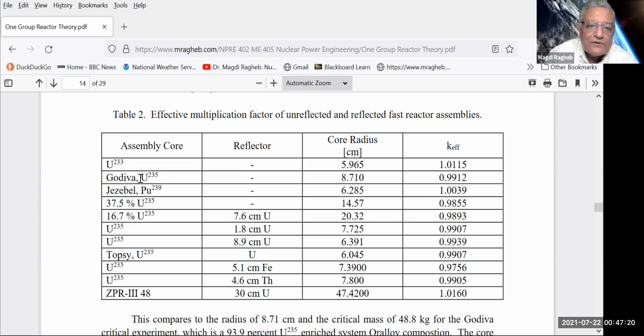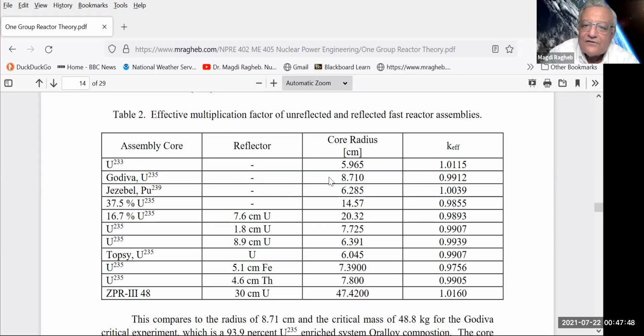Godiva, if you go to your English classes, was the wife of one of the warlords in the UK, and he imposed very high taxes on his subjects. So Lady Godiva protested that by riding bare on a horse with her very long hair. So they named the first critical experiment using uranium-235 Godiva.